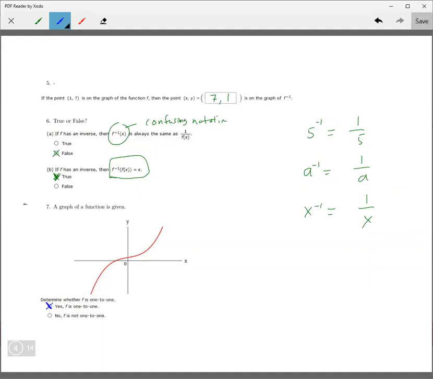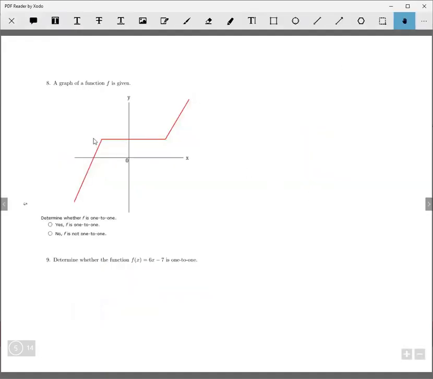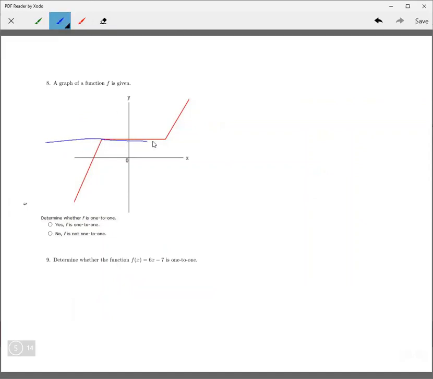Number 8. This is not 1-to-1 because if you have a horizontal line right here, it intersects in lots of points. And all you needed to do is intersect in more than one point, and for it to not be a 1-to-1 function.